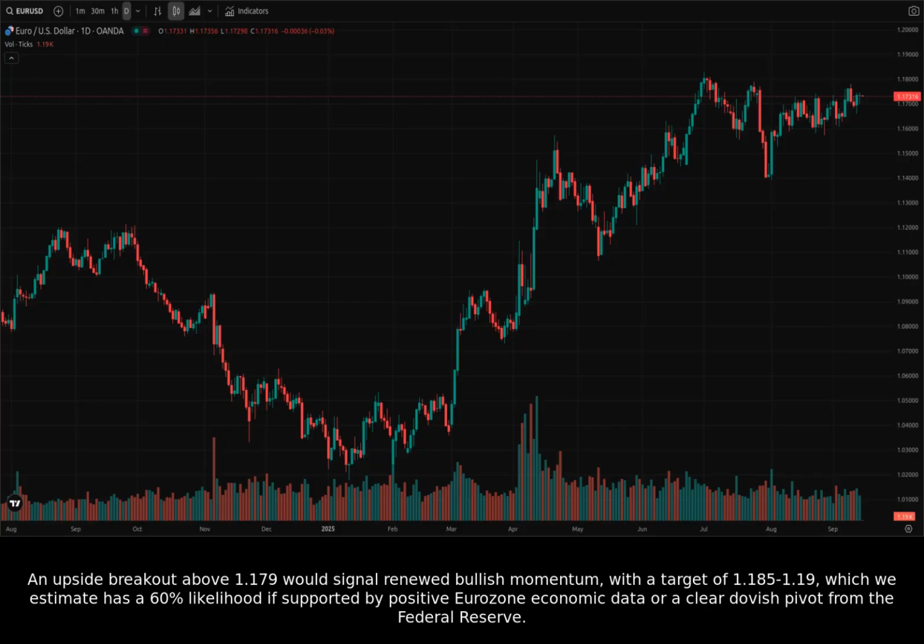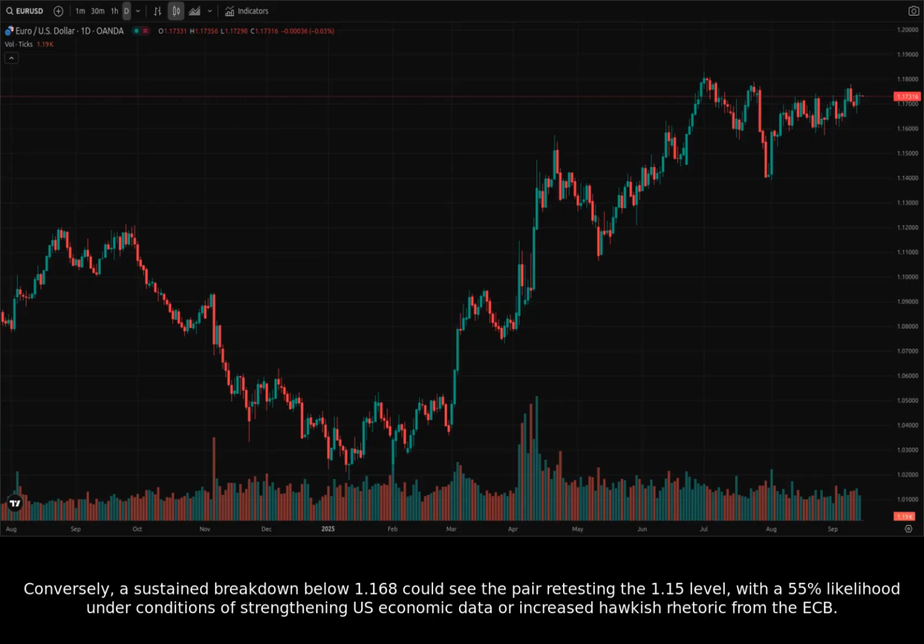An upside breakout above 1.179 would signal renewed bullish momentum, with a target of 1.185 to 1.19, which we estimate has a 60% likelihood if supported by positive Eurozone economic data or a clear dovish pivot from the Federal Reserve. Conversely, a sustained breakdown below 1.168 could see the pair retesting the 1.15 level, with a 55% likelihood under conditions of strengthening U.S. economic data or increased hawkish rhetoric from the ECB.